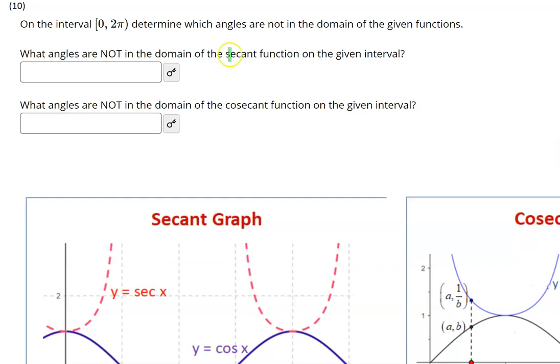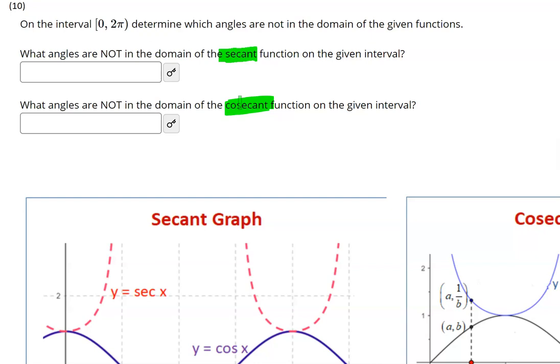And for this one, we're going to be looking at the secant function and the cosecant function. So you can see I already have some graphs set up for us. I'm going to take the graphical approach with both of them, but I'm also going to go back to my unit circle with both of them. So what angles are not in the domain? Basically, we're looking for where the domain had issues, possibly division by 0.